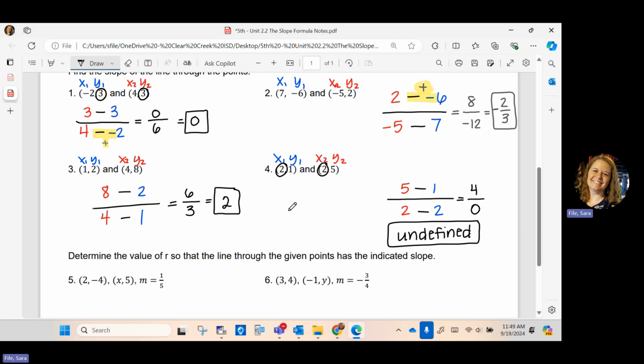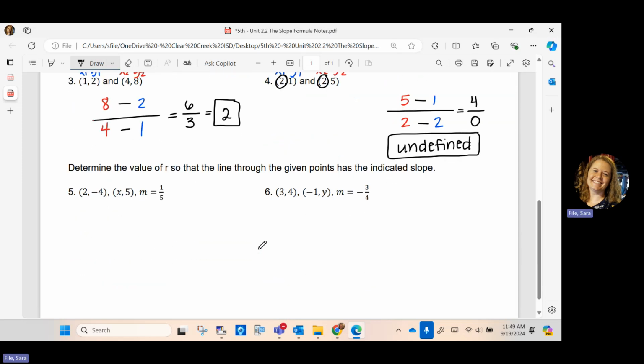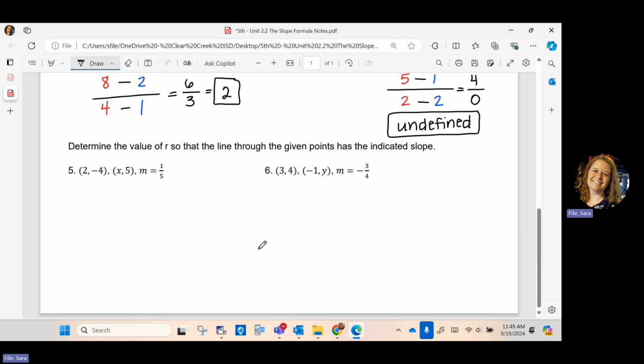All right, now on these, instead of giving us the 2 points and asking for the slope, they're giving us the slope, one of the points, and asking us for a missing coordinate of the second point. Okay, so we're going to plug into the formula the same way, but this time we know m. So our m, slope, equals, and then we're going to plug in everything that we know.